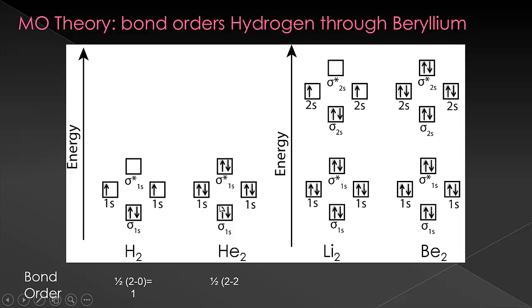For helium, we have 2 in our bonding orbital, 2 in our anti-bonding orbital for a bond order of 0. Or in other words, that won't form. For lithium, we have 4 in our bonding, 2 in our anti-bonding to give us a total of 1. And for beryllium, we have 4 in our bonding, 4 in our anti-bonding, giving us a total bond order of 0.